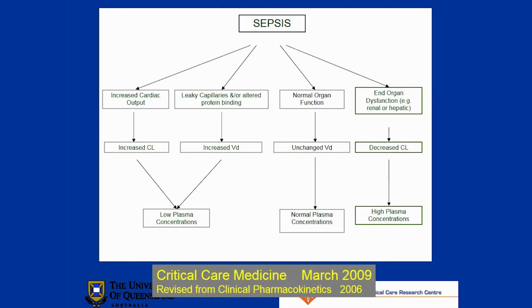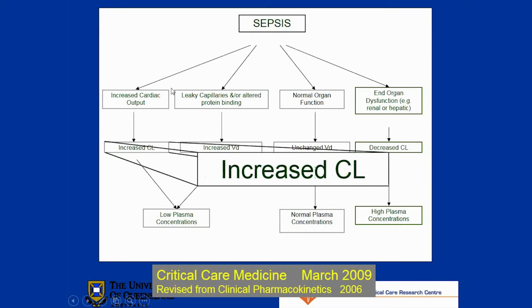So we conceptually designed this schematic representation of sepsis with patients with normal function, like the medical students, normal plasma concentrations. A lot of patients will have end organ dysfunction and you have to decrease the dose, no question. But this is a group that I've concentrated on for many years: increased cardiac output, increased leaky capillaries, and increased clearances. So let's just look at clearances for a minute.